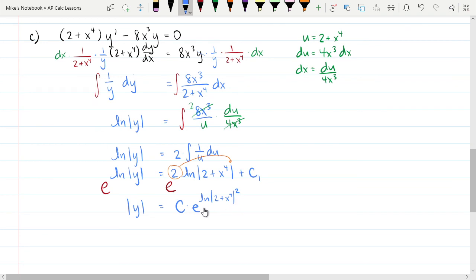But regardless, now I can actually cancel the e and the natural log. I couldn't do that before because of that 2. I had to move that 2 up as my exponent. Okay, so now I get the absolute value of y equals c times 2 plus x to the fourth squared. And again, I got rid of the absolute value here because this is always positive anyway. And then finally, because that constant could be positive or negative, those absolute value bars on the y can sort of quietly go away. And this is our general solution.